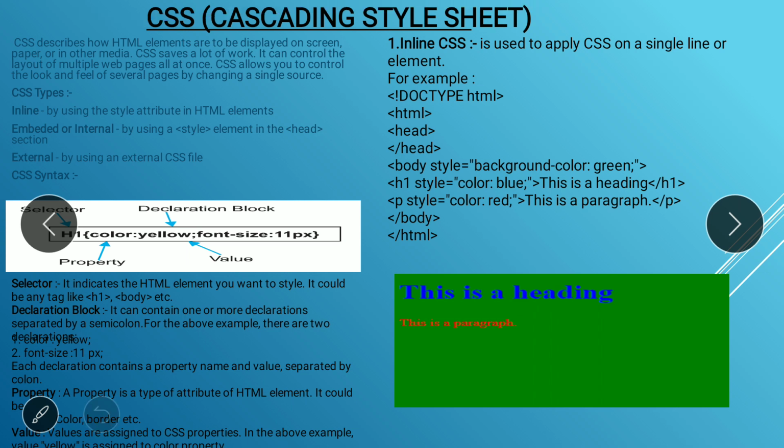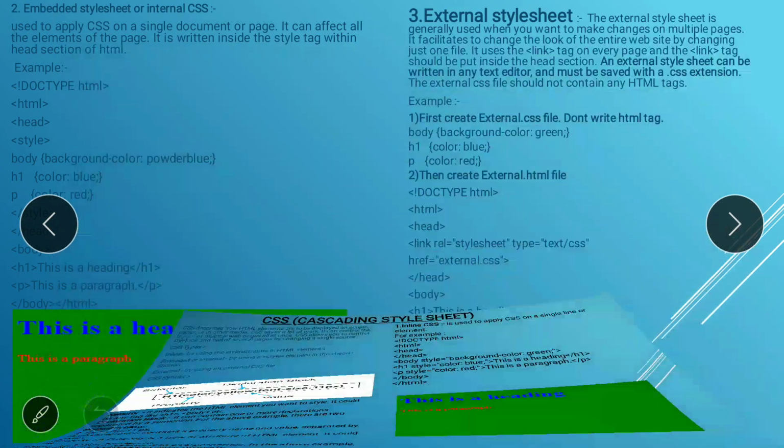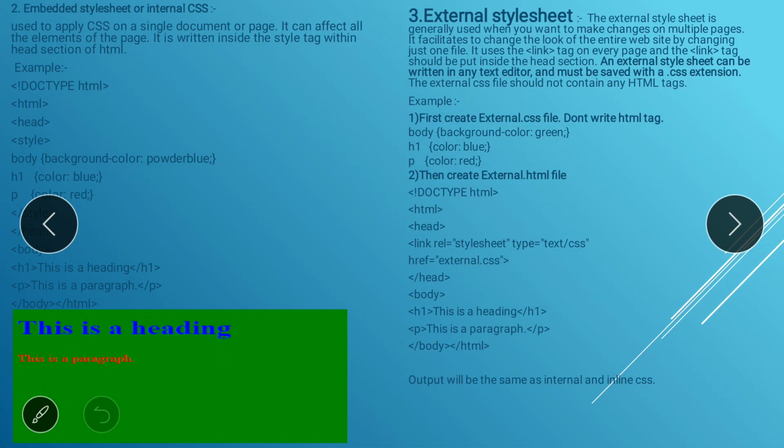And if I want the same output using internal CSS, then what will be the coding? Internal CSS is also called the embedded style sheet. It is used to apply CSS on a single document or a page. It can affect all the elements of the page. Means inline is used for a single line only, and internal is used for the whole page, or a single page.